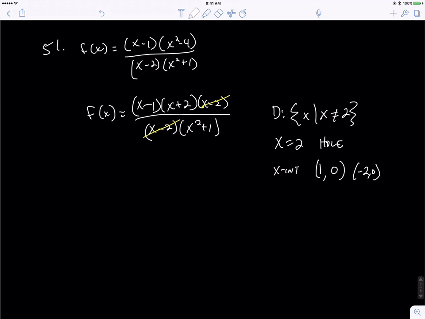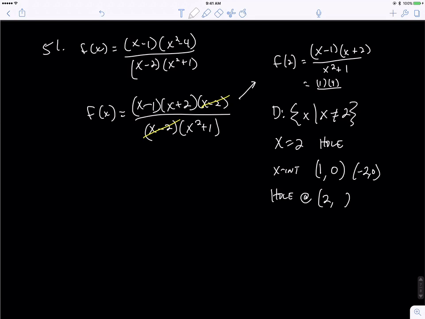It's a hole. If I want to find out where the hole is, which is a good idea, it's going to be at 2 something. How do I find the height? Well, I can temporarily plug 2 into the function if I did cross off or remove the discontinuity. So I would get 2 minus 1 is 1 up top, 2 plus 2 is 4, and then 2 squared is 4 plus 1 is 5. So we're getting 4/5. So there's a hole at (2, 4/5).